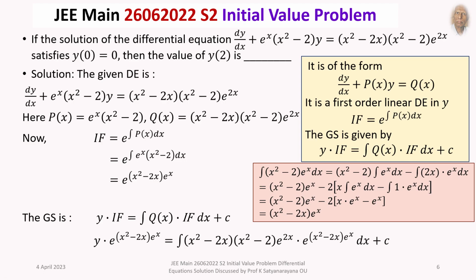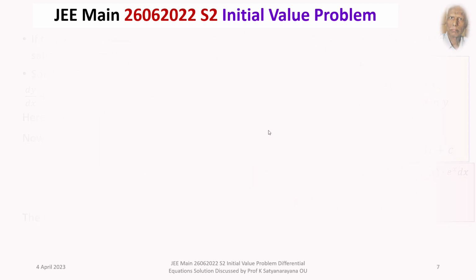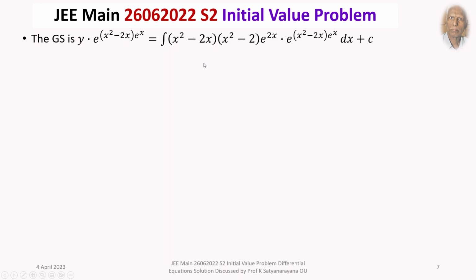We continue the discussion in the next slide. That's our general solution, where c is a constant of integration to be evaluated with the given initial condition. And now, what is this integral? The integral is to be evaluated. For this, we have taken e power x into (x square minus 2x), this one, that is the e power of this one, we put it as u.